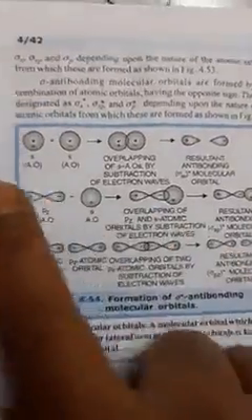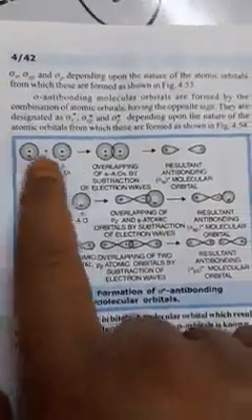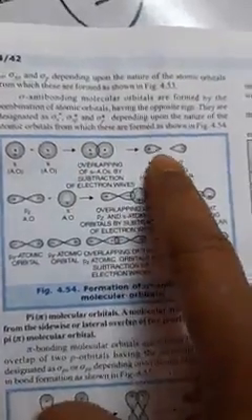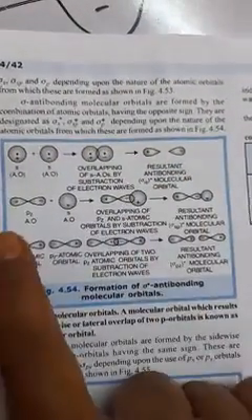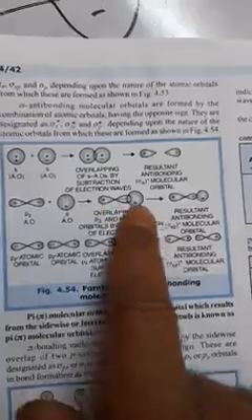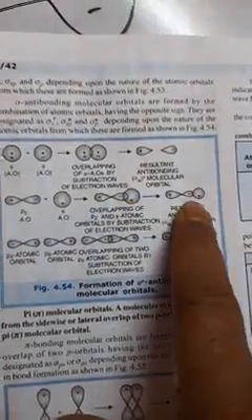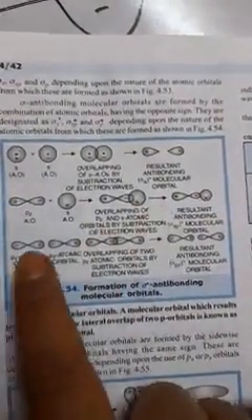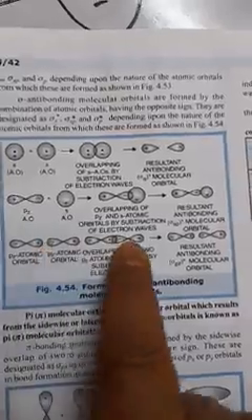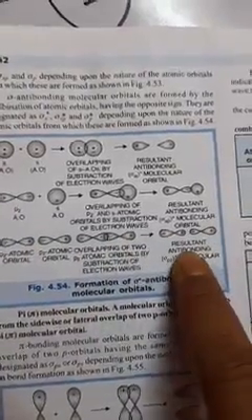In case of antibonding, see, one is plus, one is minus. When they combine, the resultant is antibonding sigma. One minus, another plus, then it is antibonding sigma, sigma star sp. And this one again, one plus, one minus, antibonding sigma star pp.